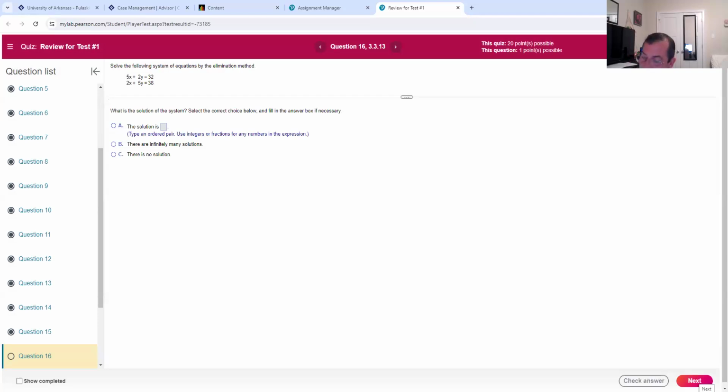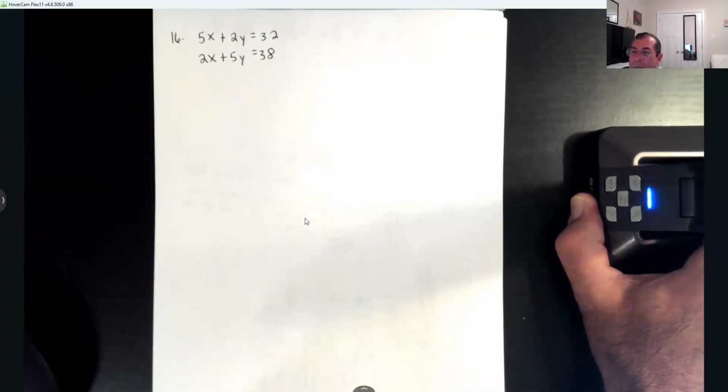Oh, look here. Now we're getting into the systems of equations. 5x plus 2y equals 32. 2x plus 5y equals 38. All righty. So let me get that on the page. I will show you this both ways, by hand and with the calculator, okay?